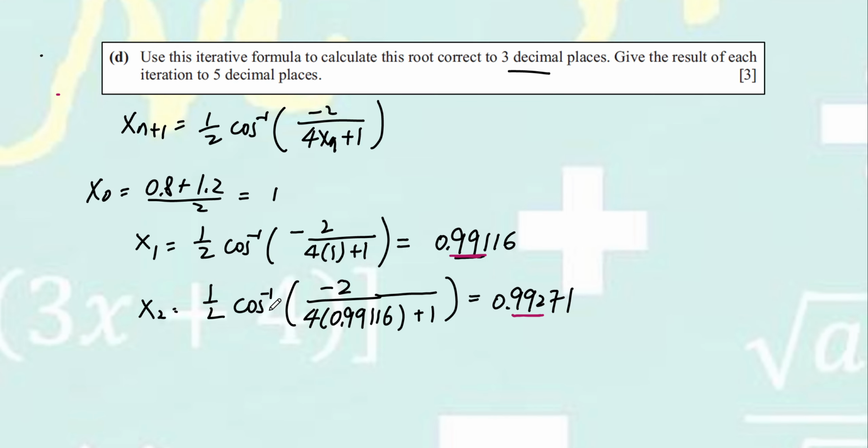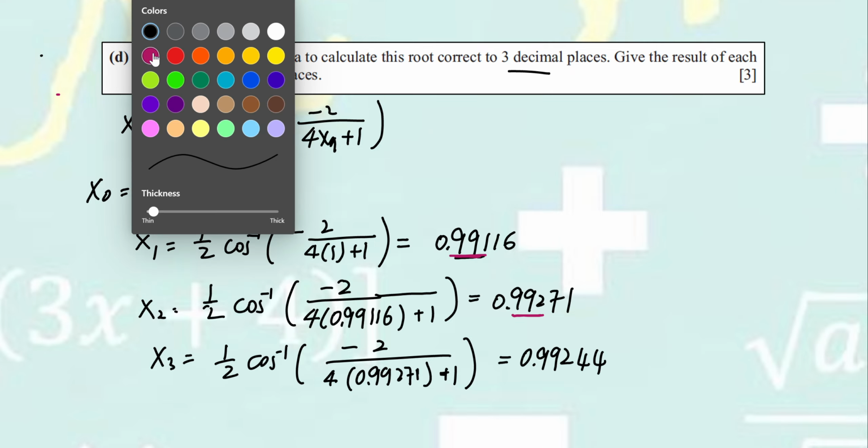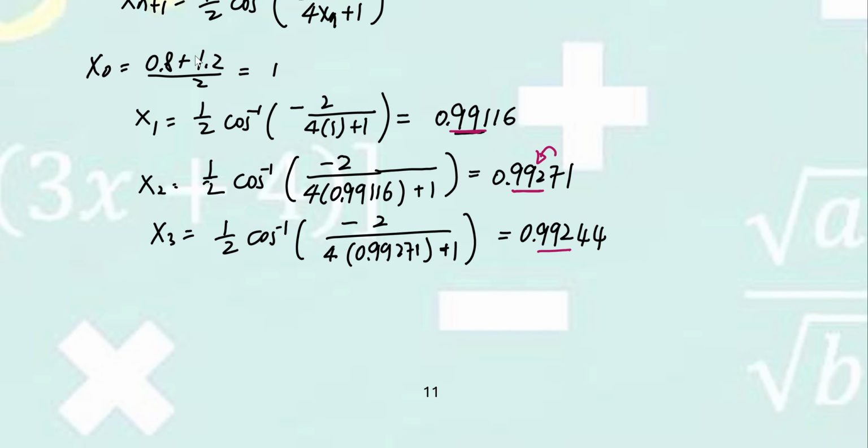So we need to continue for x3. This will be half of cos of negative 2 over 4 times 0.99271 plus 1. And this is going to be 0.99244. Okay, so even though these two are the same, we should refer to the previous one for the final answer. The previous one, when you round it, is 993. So better find one more to double confirm. So x4.